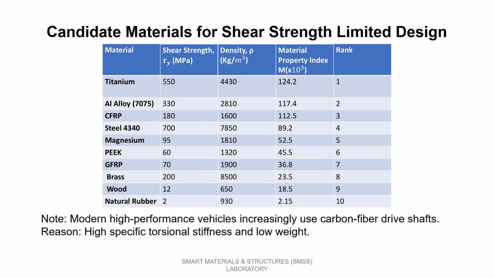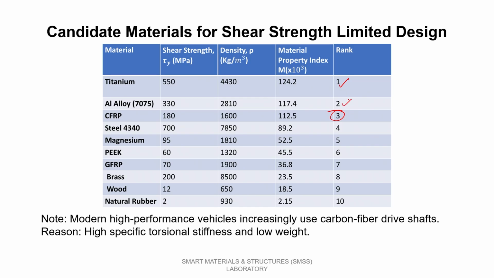Now, if I go for the strength, are we going to retain the same scenario? See, CFRP has now become number 3. Titanium is number 1 now. Though titanium we will not use because it is difficult to shape. Manufacturing with titanium is much more expensive. Otherwise titanium is good.